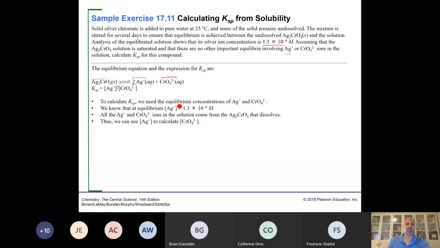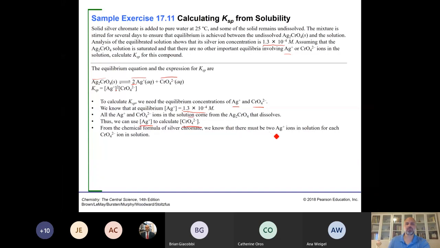To calculate Ksp, we need the equilibrium concentrations of silver ion and the chromate ion. We know that at equilibrium, the silver ion concentration is 1.3 times 10 to the minus 4. If all the silver ions and the chromate ions in solution come from the silver chromate that dissolves, we can use the silver ion concentration to calculate the chromate ion concentration, simply using the chemical formula. From the chemical formula of silver chromate, there must be 2 silver ions in solution for each chromate ion in solution.